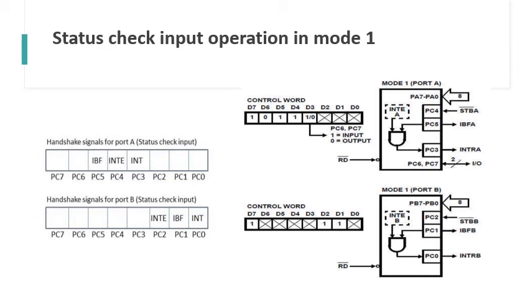The diagram shows the handshaking signals provided by port C for status check input operation of port A and port B respectively. Let us consider port B. Handshaking signals are provided by PC2, PC1 and PC0. INTE: this signal tells the enable status of port B, that is whether the interrupt for port B is enabled or not. In this case, it must be low.